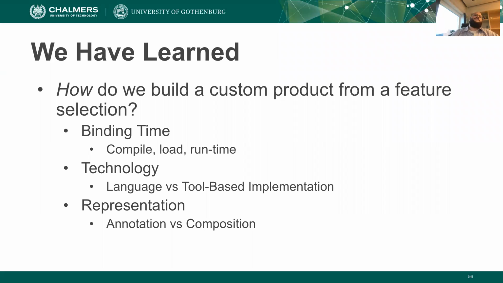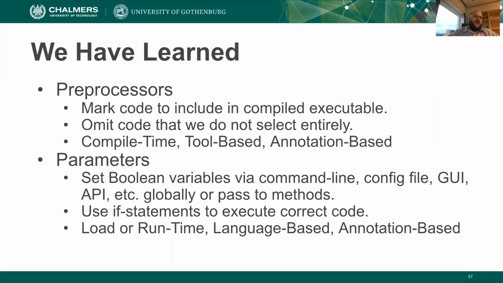Preprocessors are a compile time, tool-based, annotation-based approach where we selectively remove code that we're not using when we compile it, based on notes within the code. Parameter-based approaches simply use if statements to execute code selectively based on choices we pass through the command line or at runtime through a GUI or API requests.